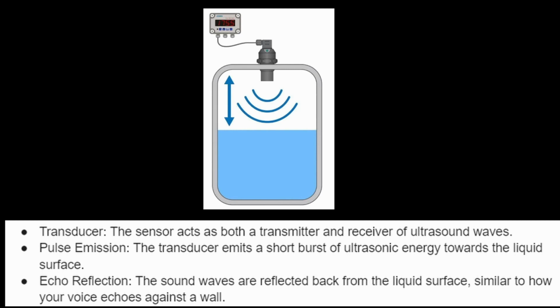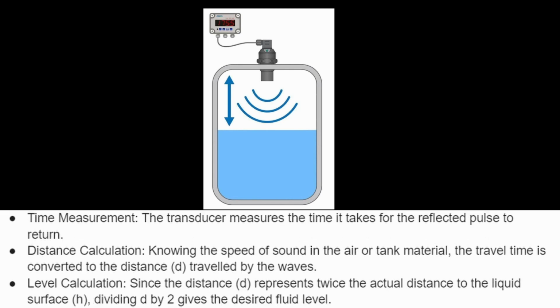Transducer. The sensor acts as both a transmitter and receiver of ultrasonic waves. Pulse emission. The transducer emits a short burst of ultrasonic energy towards the liquid surface. Echo reflection. The sound waves are reflected back from the liquid surface, similar to how your voice echoes against a wall. Time measurement. The transducer measures the time it takes for the reflected pulse to return.